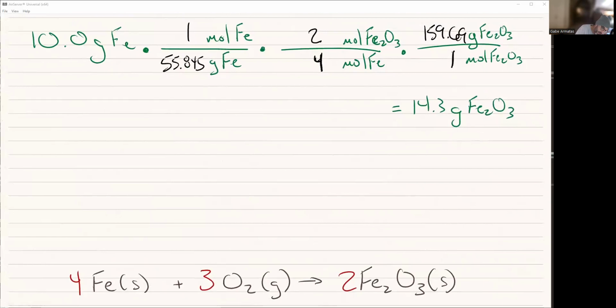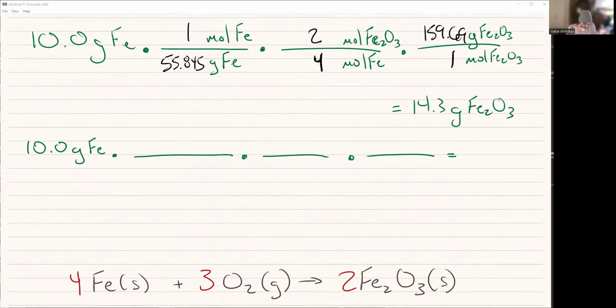If I start with 10 grams of iron, how much oxygen am I going to use? So, 10 grams of iron. Same idea here, and I'm just going to set this up. We can always set this up, so I encourage you to pause it, plug in your units, see if you're right, and plug in your values, see if you're right, and see if we can get this squared away. Okay, so here we go.